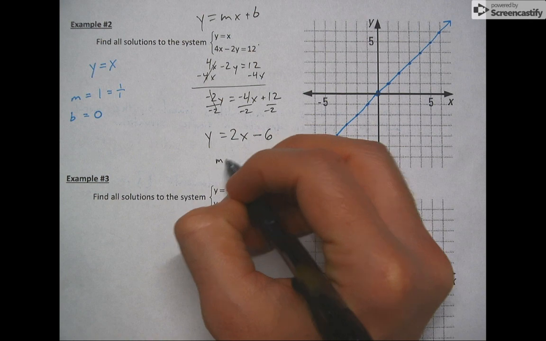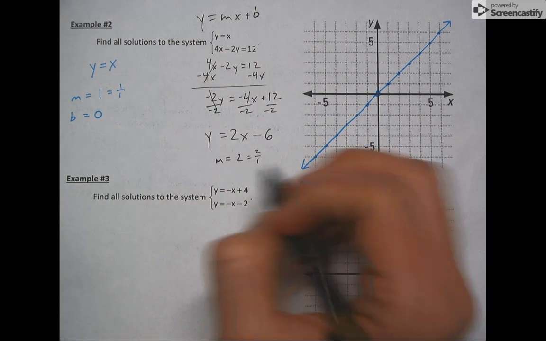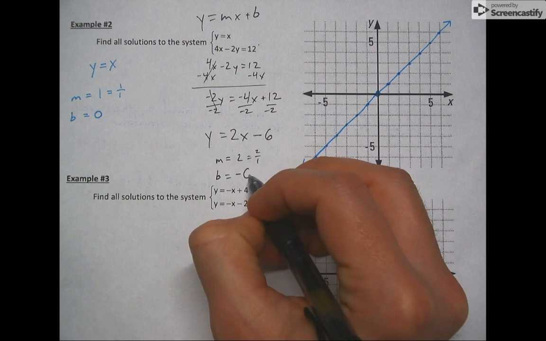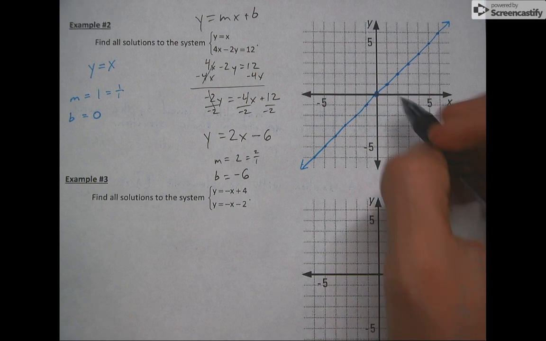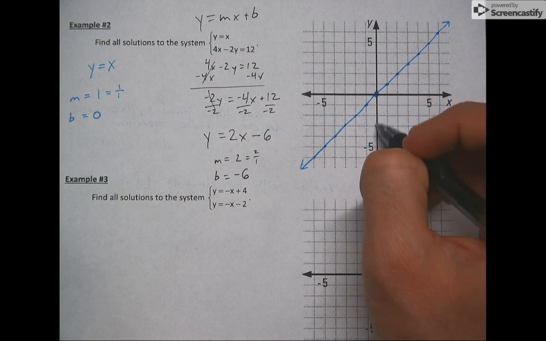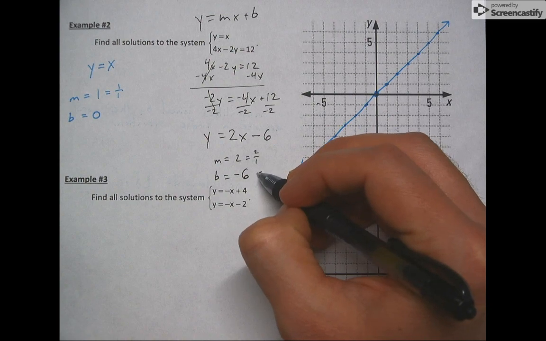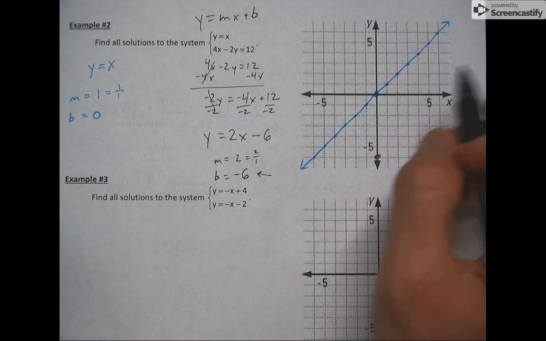Okay, so my slope is 2, which is 2 over 1, up 2 over 1. My y-intercept, minus 6, is negative 6. So if I go to negative 6 on the y-axis, that's where this line starts. Always start at your intercept. And then use your slope to draw the rest of the line until it hits this one.